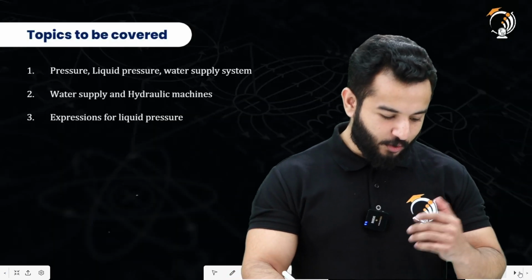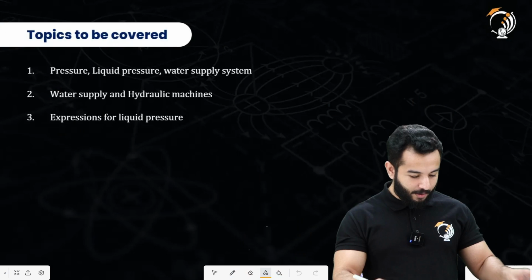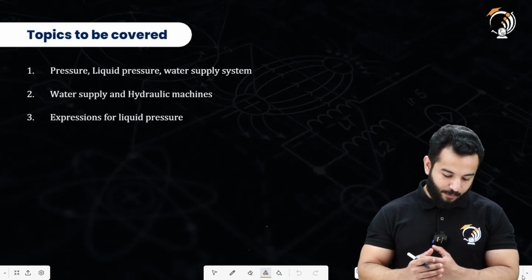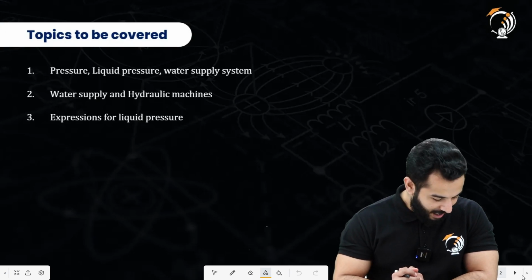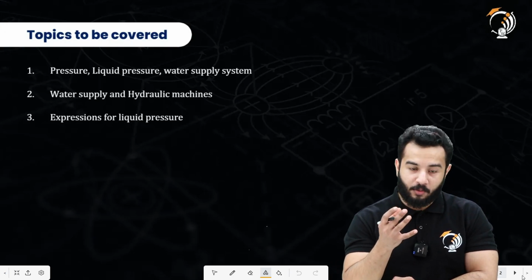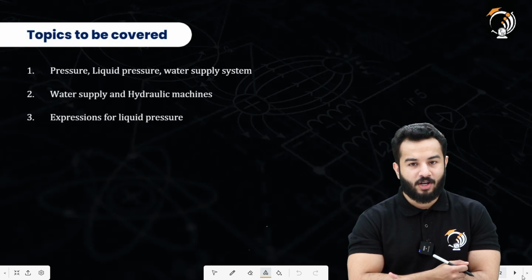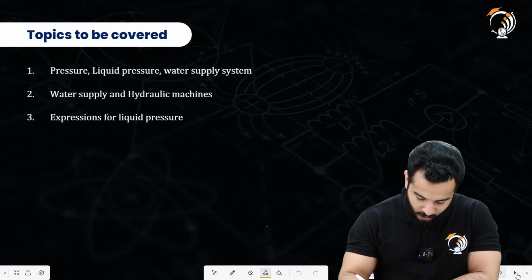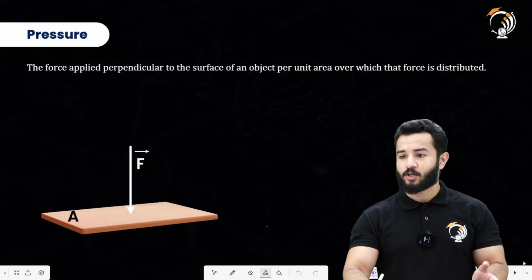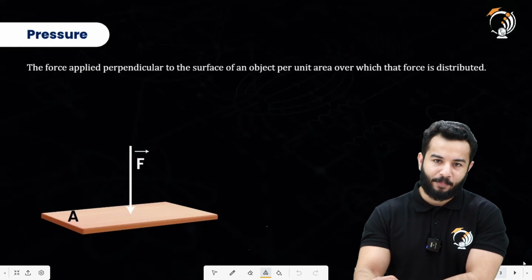In this class we are going to basically talk about what we really mean by pressure, what we mean by liquid pressure and water supply system. After that we are going to talk about hydraulic machines, and the last portion is going to be expressions for liquid pressure, right? So first of all, let's try to understand what we really mean by pressure.